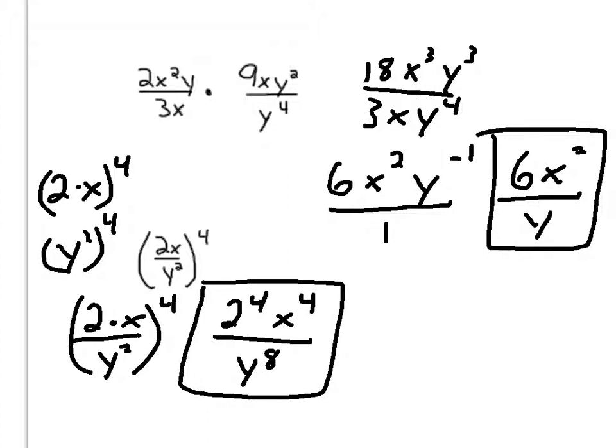I want you to write these in exponential form, unless your book says simplify completely. If it tells you to completely simplify, then go ahead and take this out and say it's 16. So you'd have 16x to the 4th over y to the 8th. But I prefer to keep it in exponential form to show me you know how to use the exponent rules.